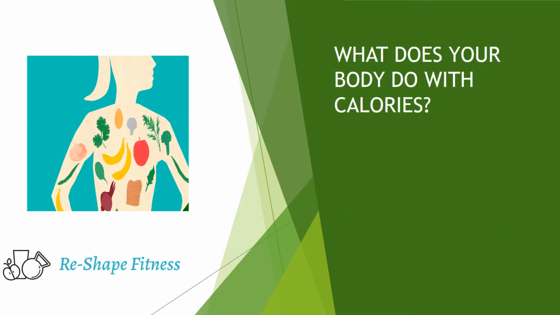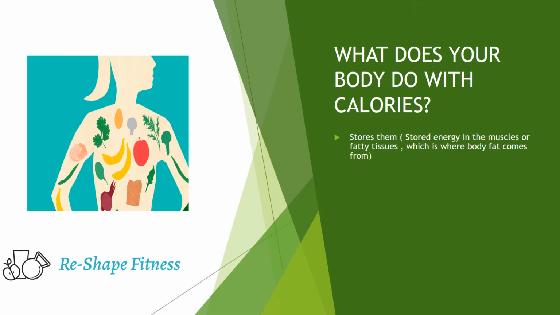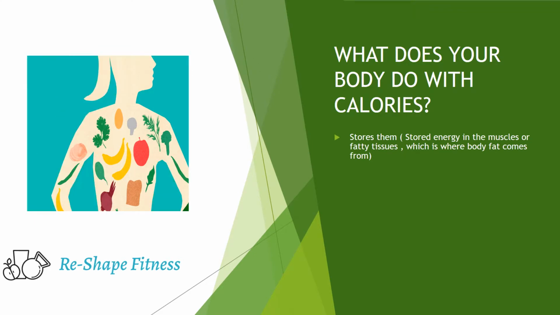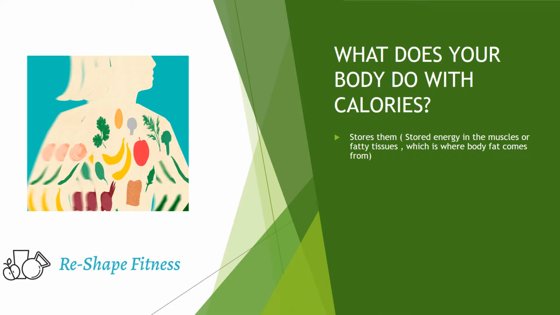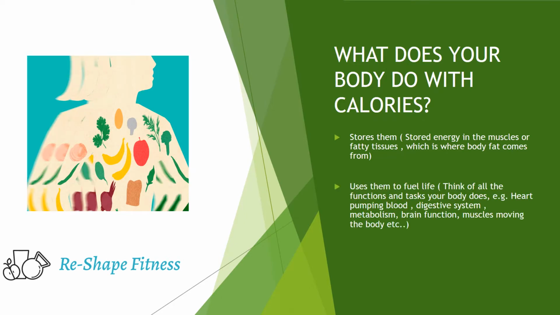So what does your body do with calories? Very good question. We've already spoken about using it as fuel. What it does is store them, to use as fuel. It stores it in the muscles, and it stores it in the fatty tissues of the body. It's called the adipose tissue, and that's where the fat gets stored. The carbohydrates get stored in the muscles and a little bit in the liver. So that's one of the things our body does with calories.